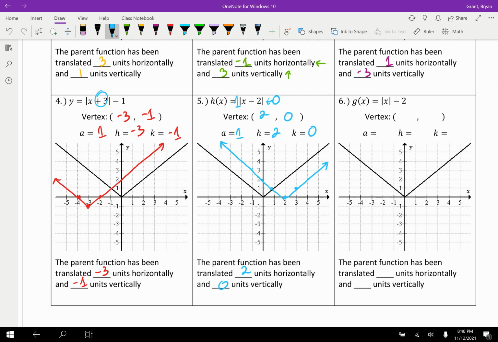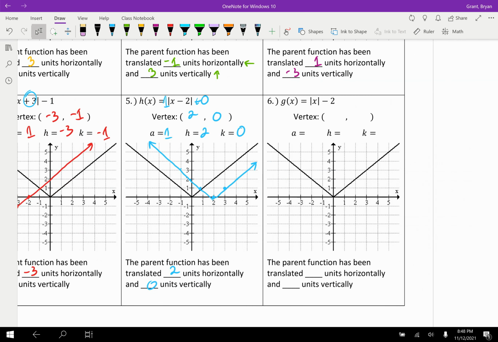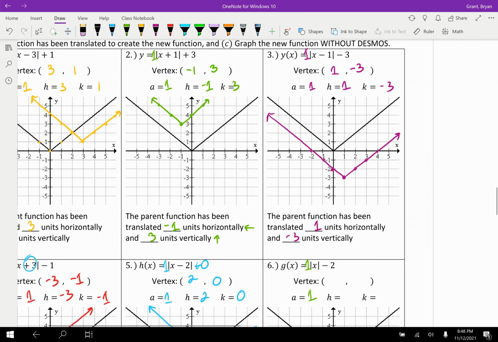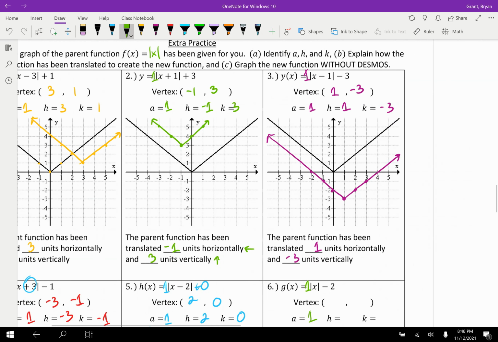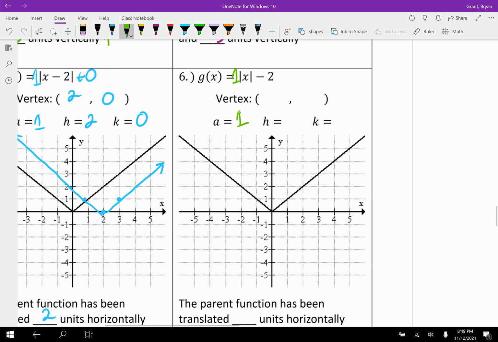Perfect. Once we're here, we're moving on to our last question, problem 6. Problem 6 gives us this marvelous absolute value of x minus 2. A is still 1, but then the question becomes, is this minus 2 h or k? Well, looking back up here, the number inside absolute value has to be h, outside has to be k. This number is on the outside of absolute value, so that has to be k.